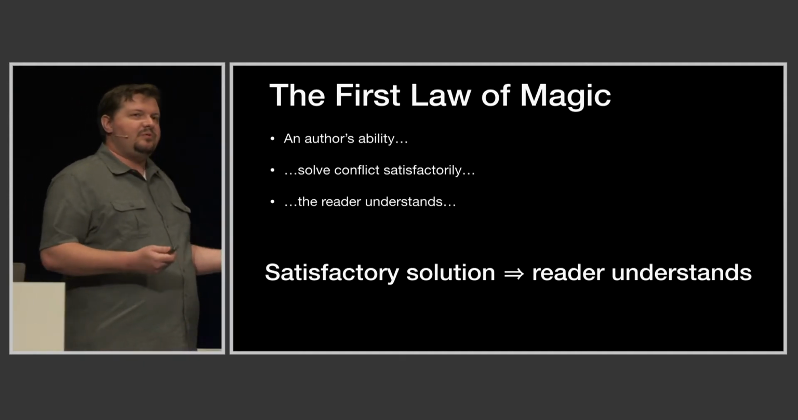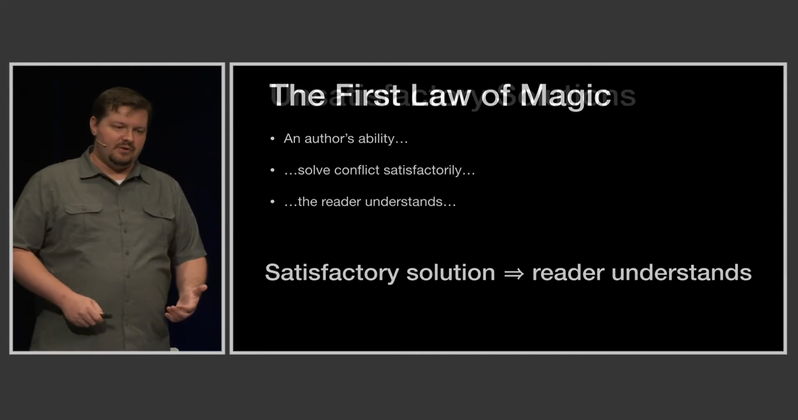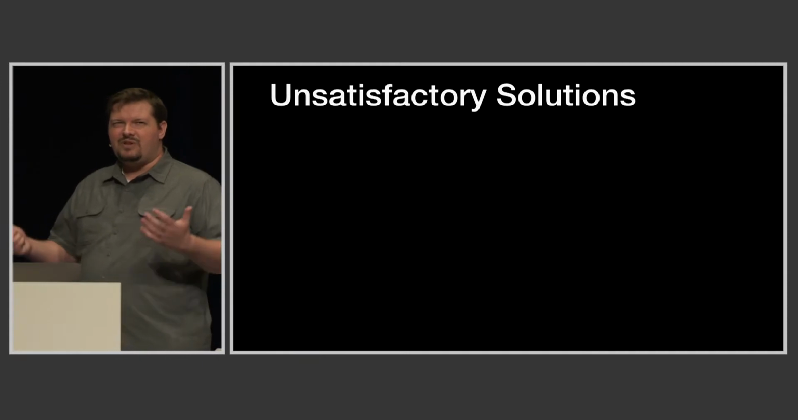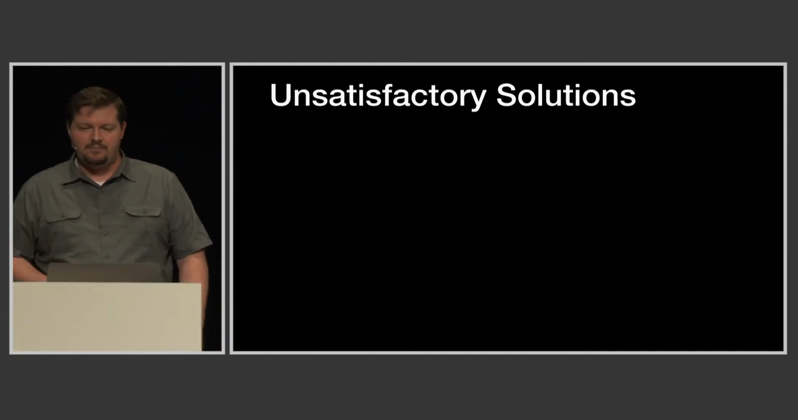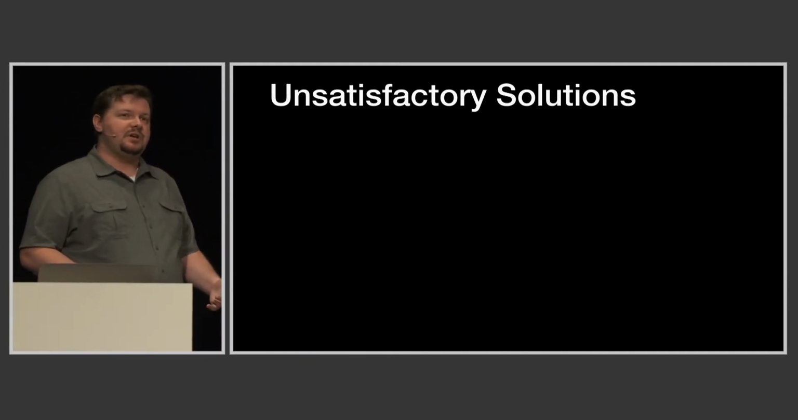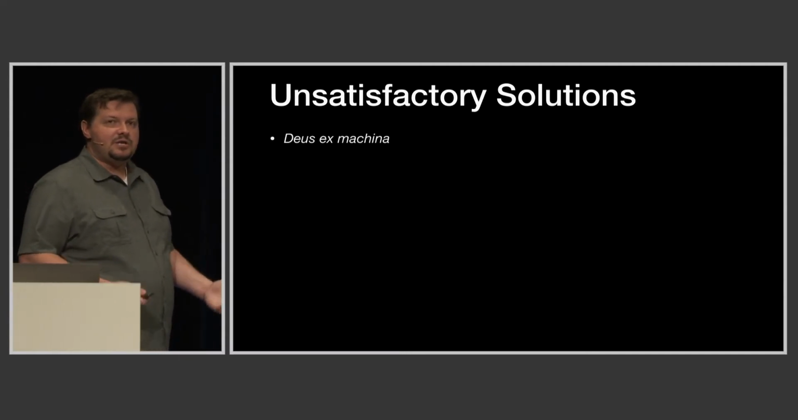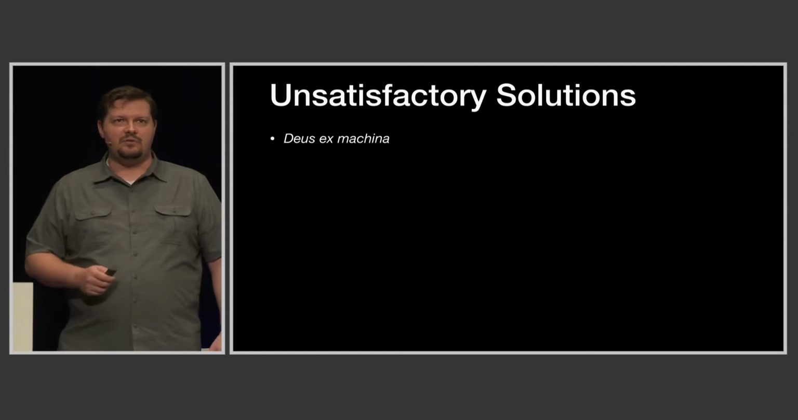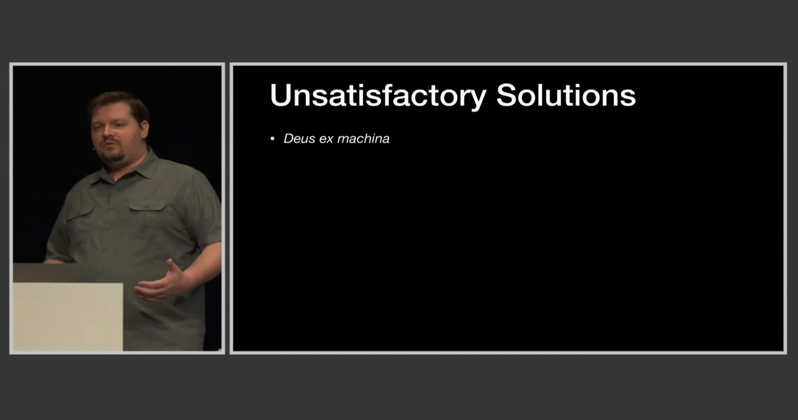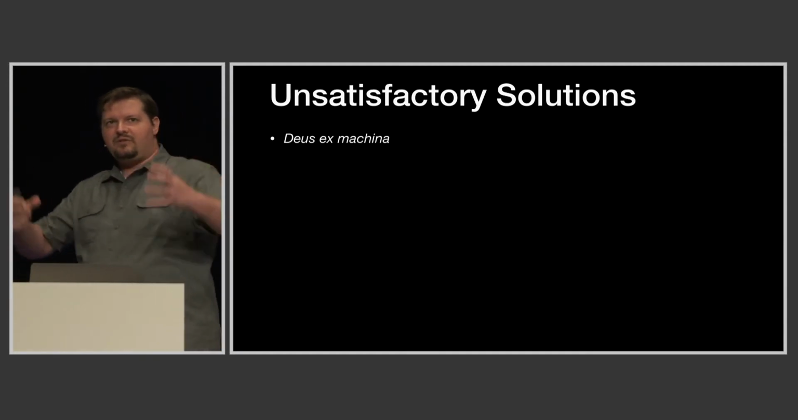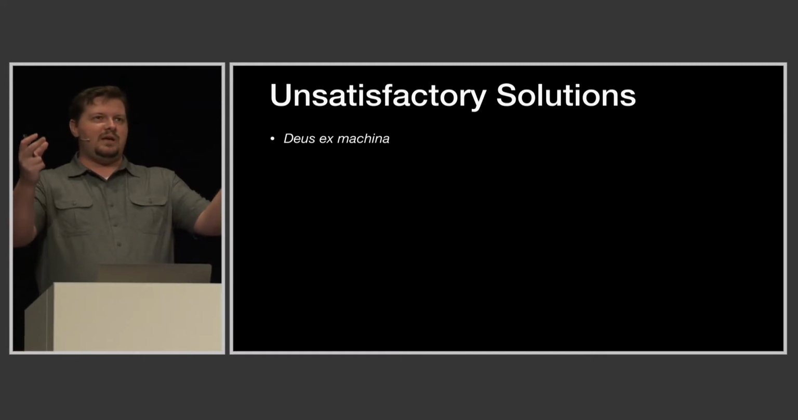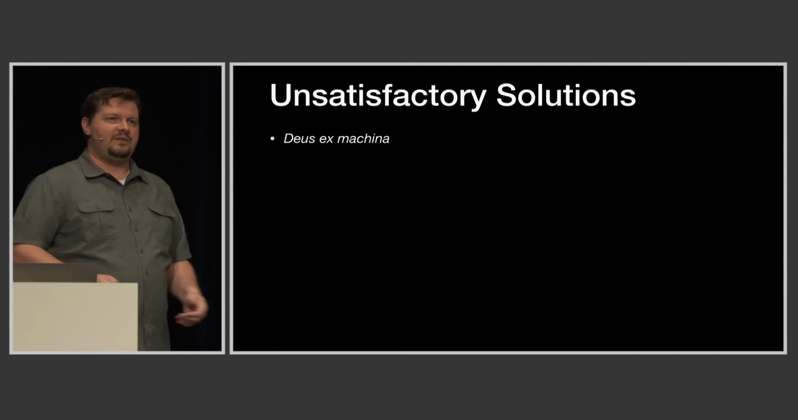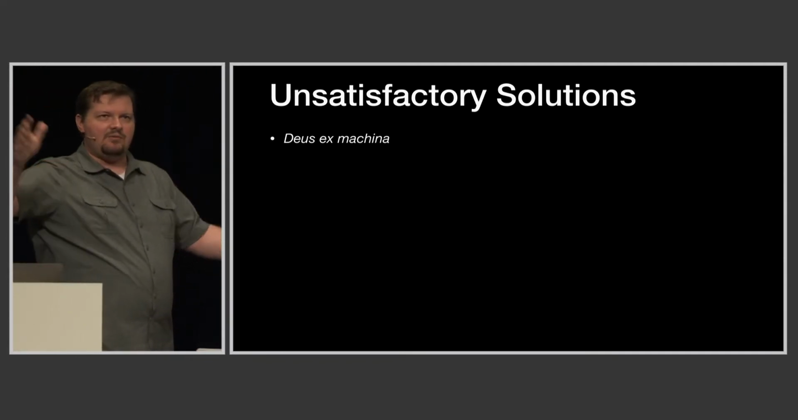Now, there are times we deal with unsatisfactory solutions, when we're confronted with problems and they get resolved and we don't like how they get resolved. In works of fiction, this is a trope or a cliché called deus ex machina, which literally means God out of the machine. This is what happens when you're coming to the climax of a story and you have no idea how anything's going to be resolved, and all of a sudden the heavens open, God steps out, waves his hand, and everything's resolved.